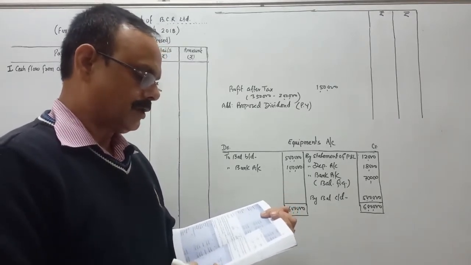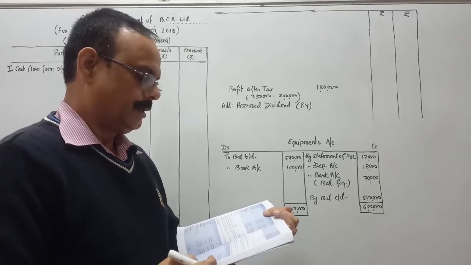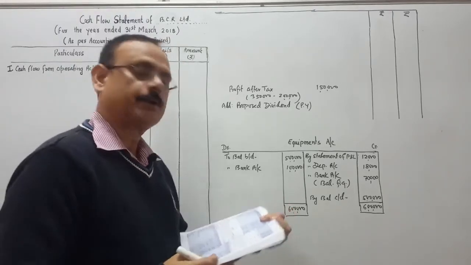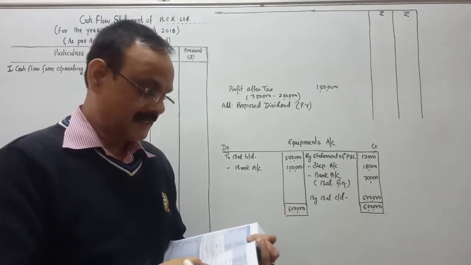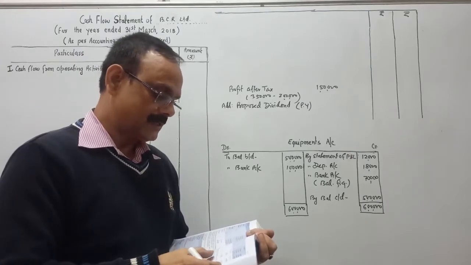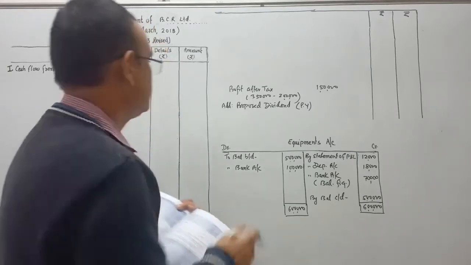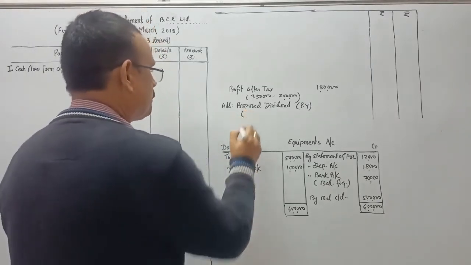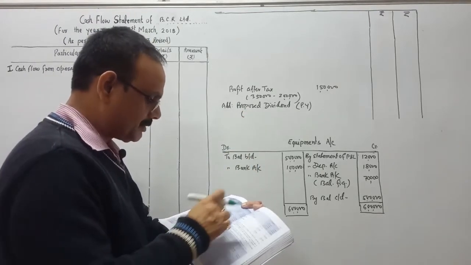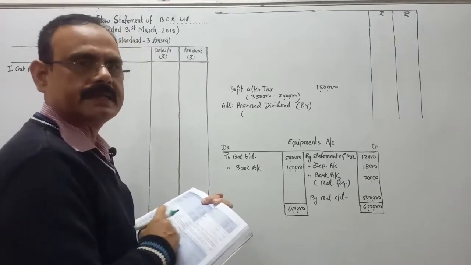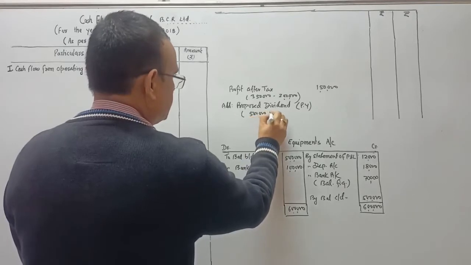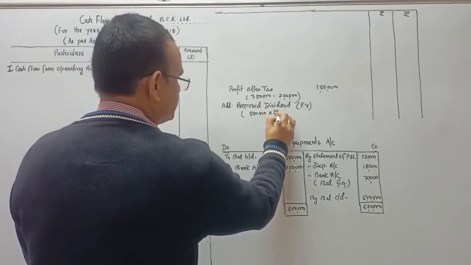So for 31st March 2017, see additional information number 1: the proposed dividend for the current year, 31st March 2018, was 12% and for 31st March 2017 was 10%. So we'll calculate the proposed dividend of the previous year. For that, see the capital of the previous year. Share capital of the previous year is 5 lakhs. So 10% of 5 lakhs.